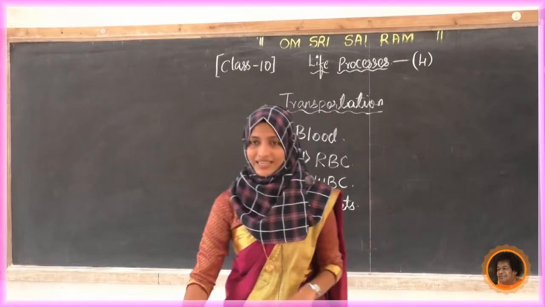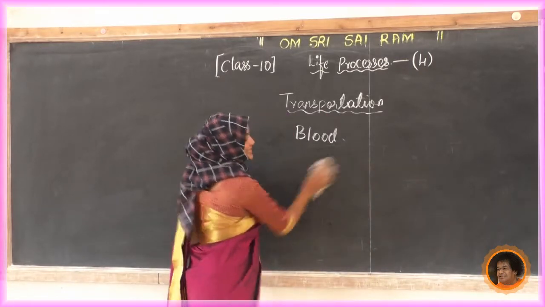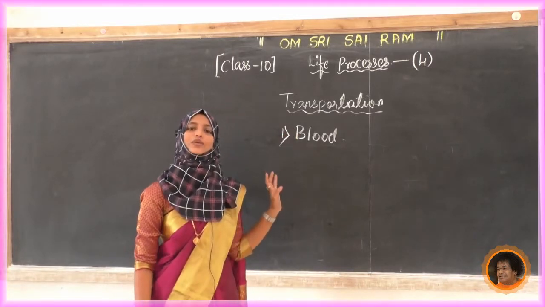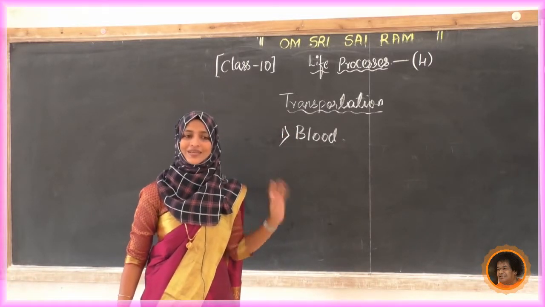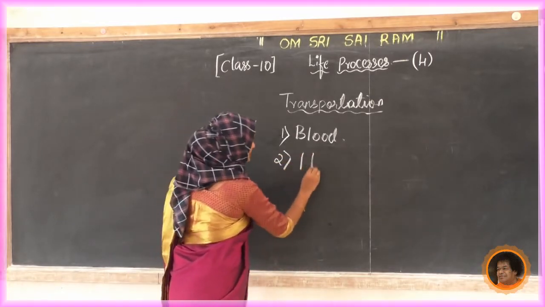Next we will see one of the main parts in this circulatory system. First one we come to know is the blood. Second one, what is in the circulatory system? That is the heart. Yes, heart.